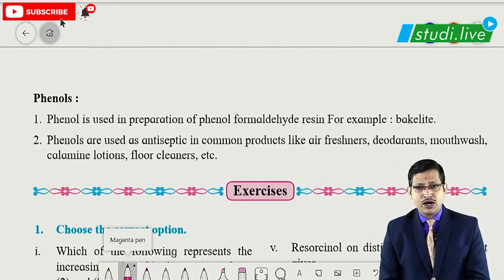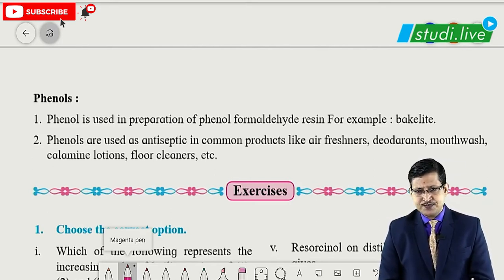So this is all about the topic, a quick revision of alcohols, phenols and ethers. Hope you will understand and learn better in this way.